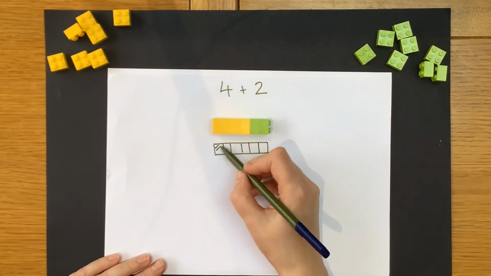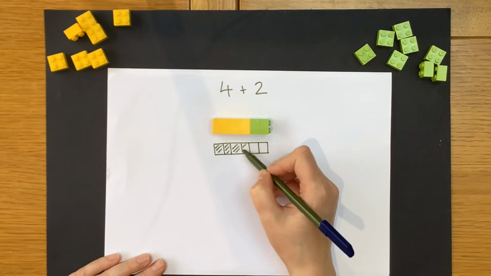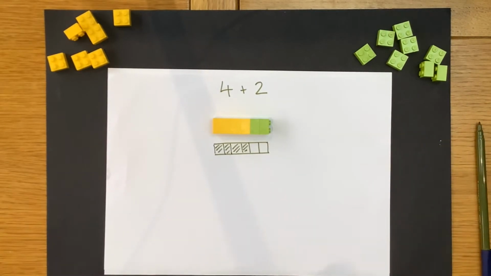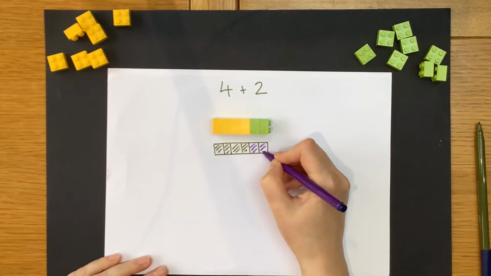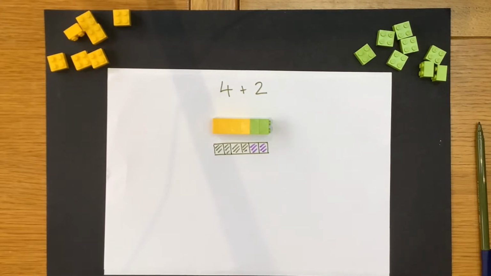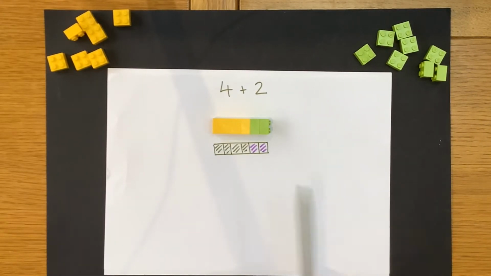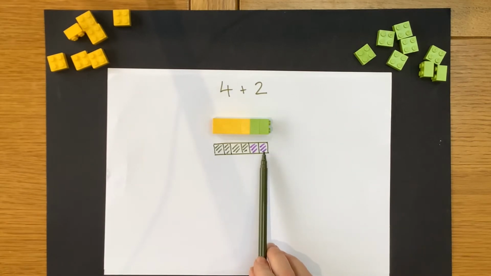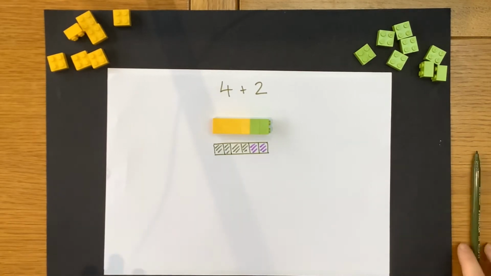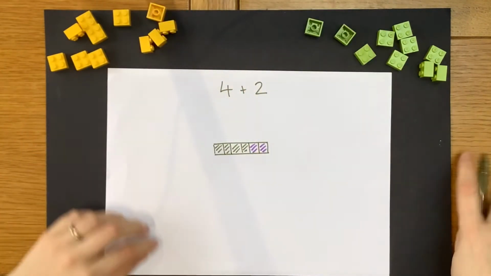I'm going to shade in these yellow ones like this, and I'm going to shade in the green ones like this, just to show you that that is a model of 4 add 2 equals 6, because I have 4 there and 2 there, and altogether it's 6. Let's try another one. Let's try a slightly bigger number. So let's do 8 add 4 this time.